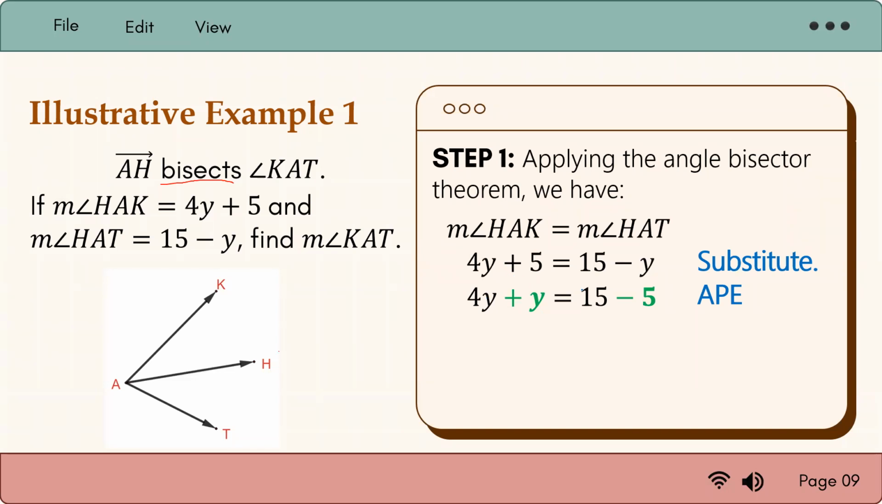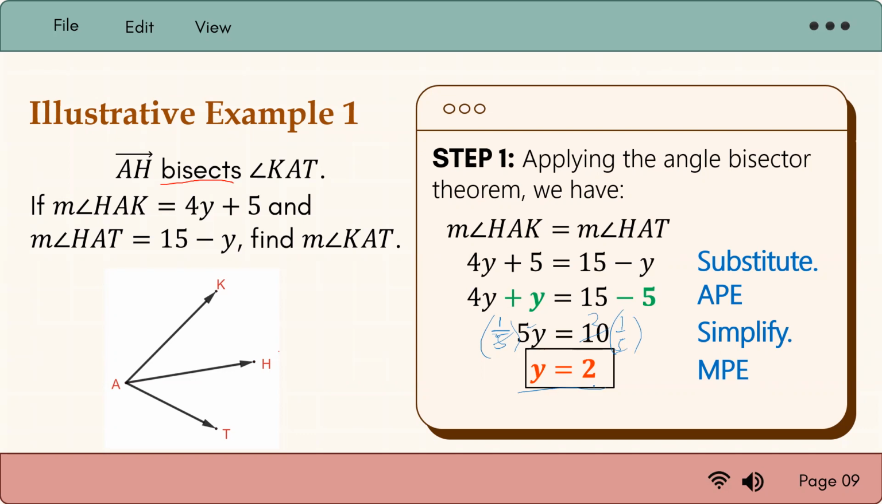Next, after applying APE, we now get 4y plus y equal to 15 minus 5. Then you add them together, and you get 5y equal to 10, because 15 minus 5 is 10. Then we simplify by MPE, the multiplication property of equality: multiply 1/5 on both sides. Some canceling happens, and this one is just 2. So y is equal to 2.